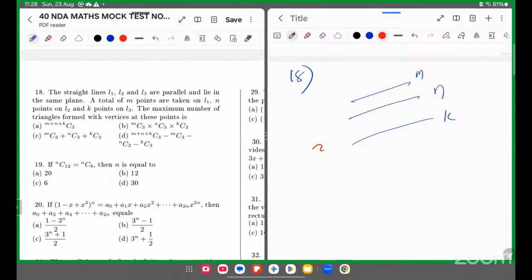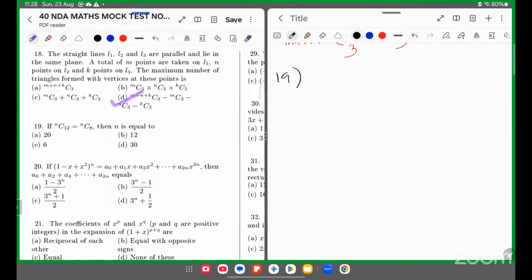So total how many points are there? M plus N plus K points are there. From that we can take any 3. This much of total triangle possible. But M points are collinear, so MC3 always cannot form a triangle. Similarly, NC3 also cannot form a triangle, and KC3 also cannot form a triangle. Therefore, option D will be the correct answer.